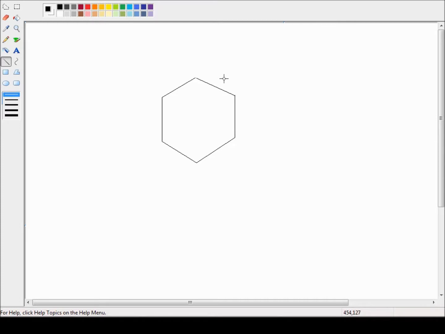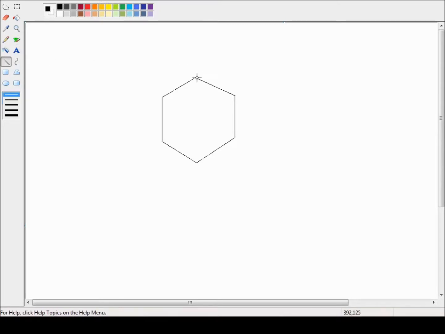Okay, so first of all, what do we remember about our naming of polygons? This has got 1, 2, 3, 4, 5, 6 sides. So therefore it's a hexagon. Okay, now I went through some maths to explain why the external angles all add up to 360 degrees.